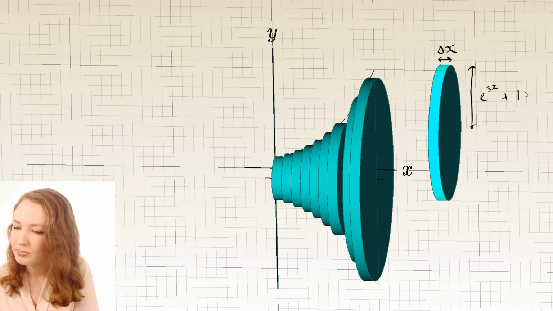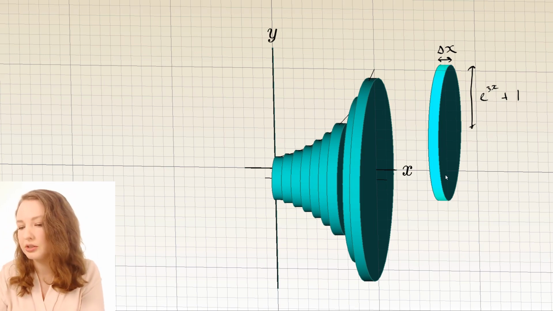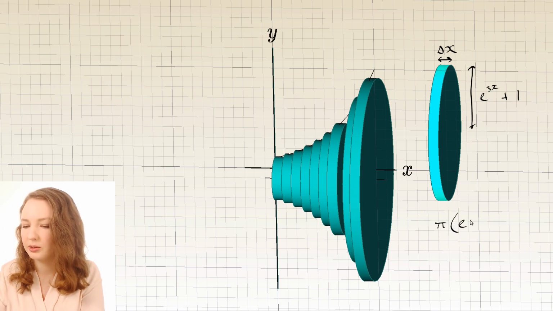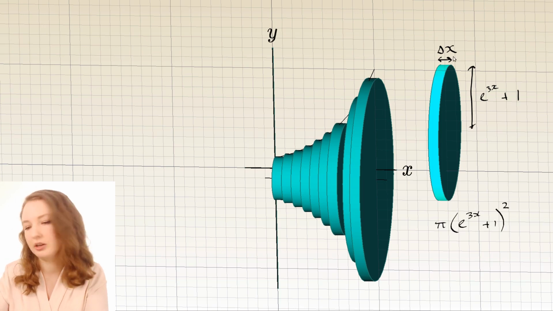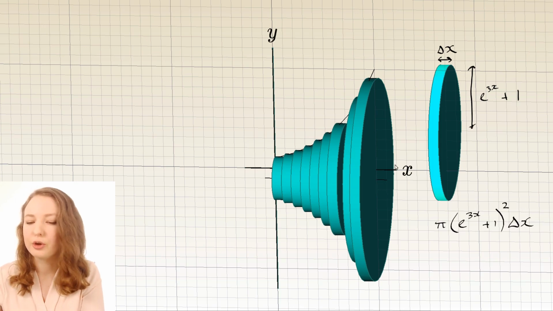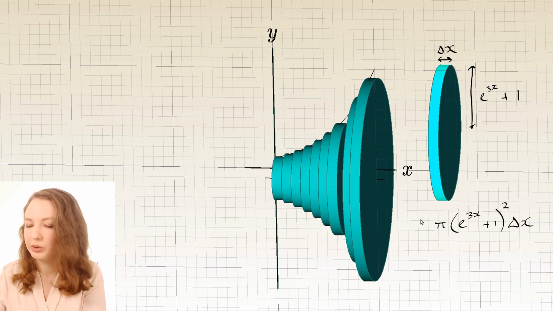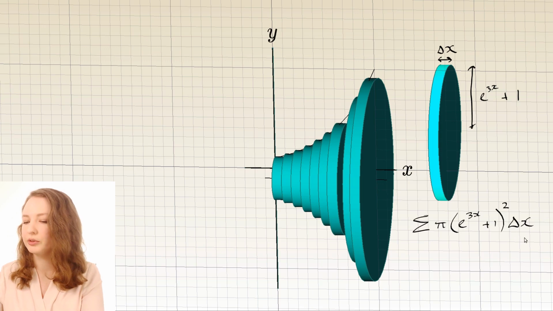And then this is just a cylinder, so the volume is going to be pi times the radius squared times the thickness or the height of the cylinder. And then for the total volume of the whole shape, we just add all these up. So the sum of all of those.